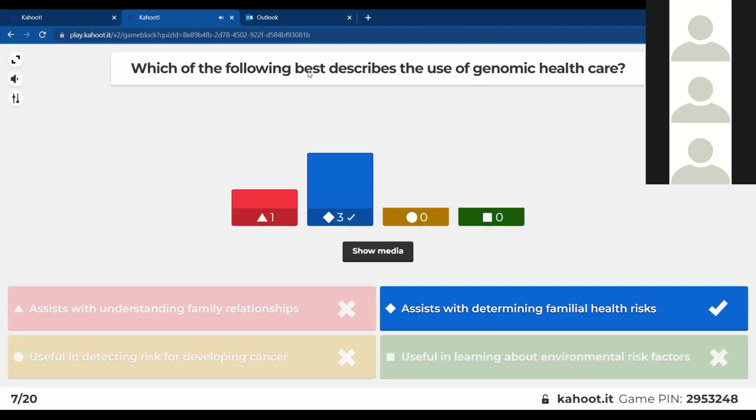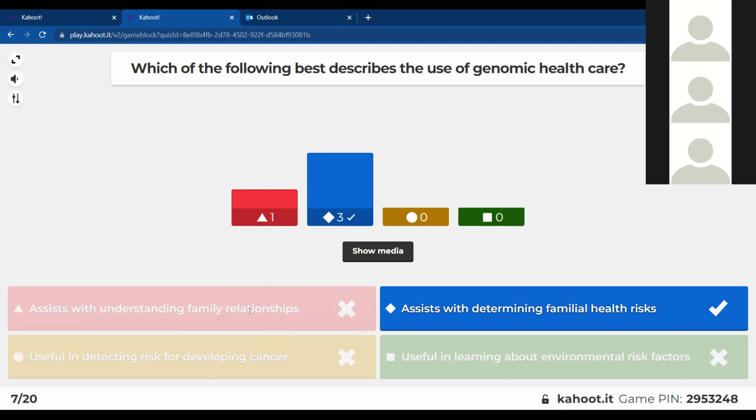Remember, which of the following best describes? Okay, so I will tell you that when we look at genes, we can use it to detect for cancer, but is that our best choice? No. And this red is not, no, we're not going to understand family relationships from that. That's going to be more in our eco maps, right?